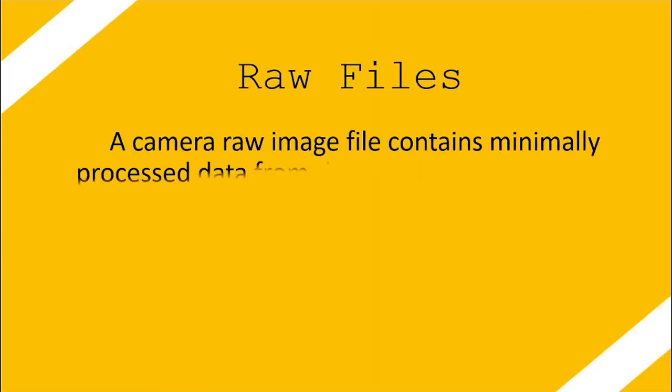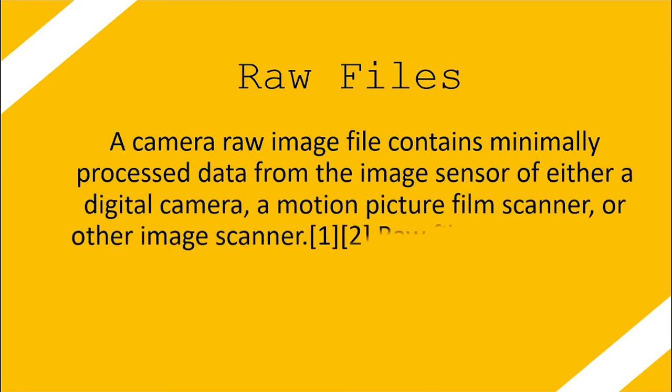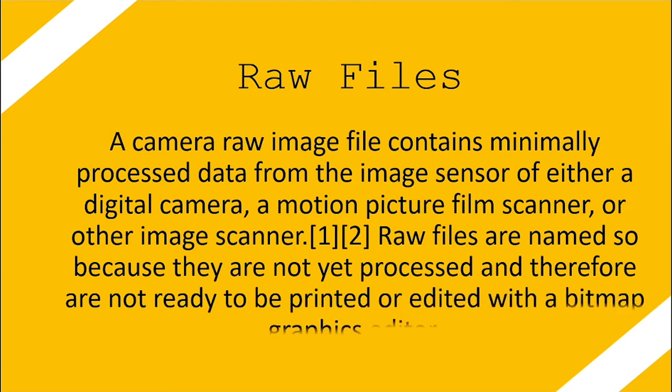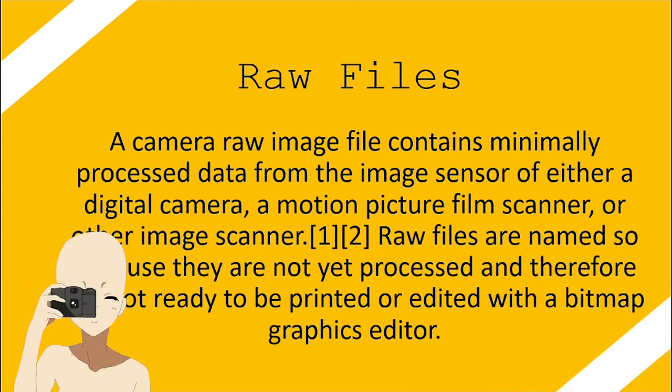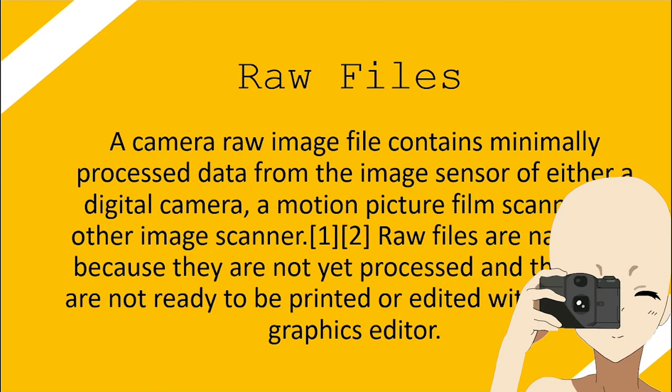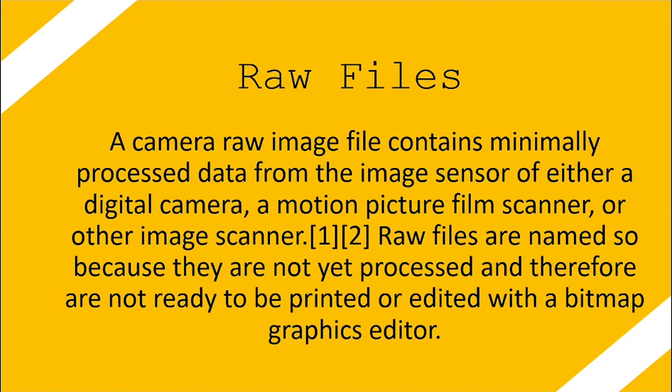So a RAW file, or camera raw image file, contains minimally processed data from the image sensor of either a digital camera, a motion camera film scanner, or other image scanner. RAW files are named so because they are not yet processed and therefore are not ready to be printed or edited with a bitmap graphics editor. So this lesson is just a continuation of our last discussions, okay? So if you notice, it's all about multimedia, computer, photography, and everything. So this is just a connection to every lesson that we have discussed.